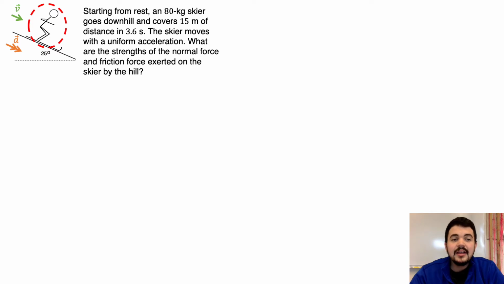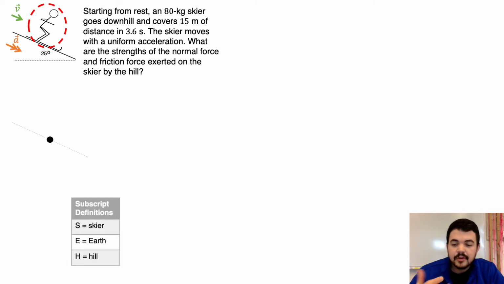Now that we've added in our velocity and acceleration arrows, we can draw a force diagram for our chosen system, the skier. Let's draw that dot in to represent the skier and then look at the forces exerted on the skier. When I do this, I like to draw in a little dashed line to represent the slope that helps me figure out where the normal force and friction force are. So with that, those are the subscripts I'll use.